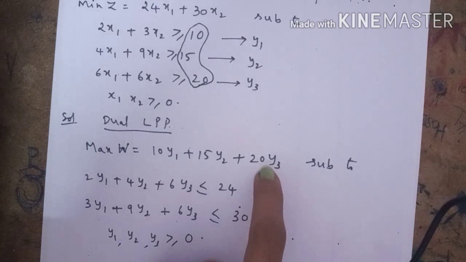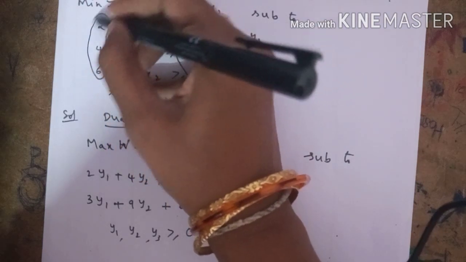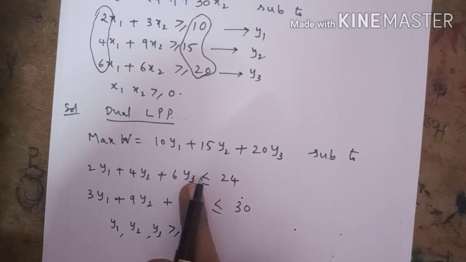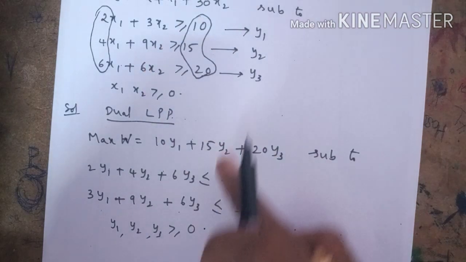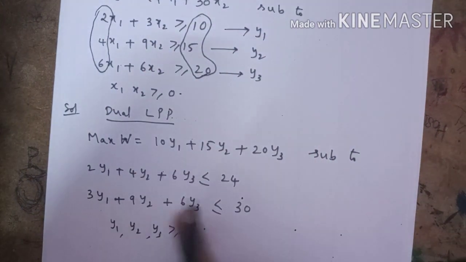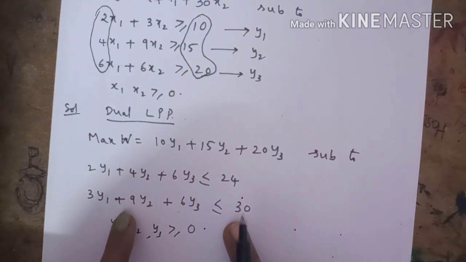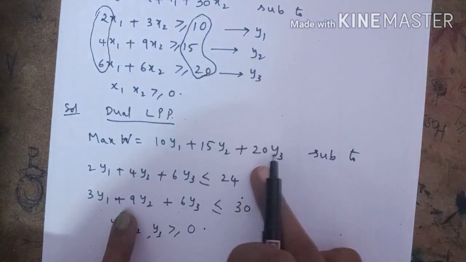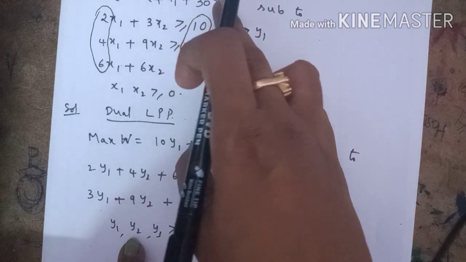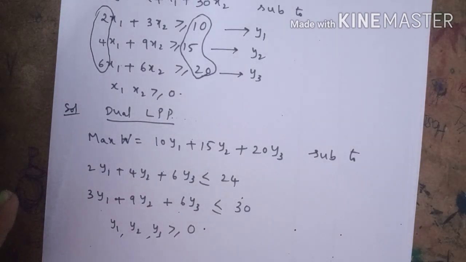The right side of the constraints will become the coefficients of the objective function, as well as the first column coefficients in the constraints. The first column coefficients will become first row coefficients, and greater than or equal to becomes less than or equal to. In the same way, second column coefficients will become second row coefficients, and greater than or equal to becomes less than or equal to, and the objective function coefficients become the right side of the constraints, and all the variables y1, y2, y3 greater than or equal to 0. Like this, we converted the given primal LPP into the dual LPP.